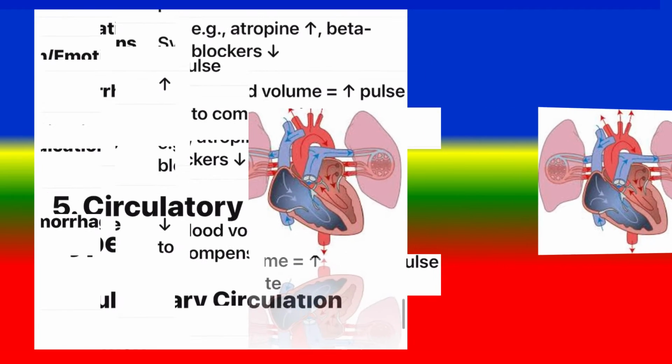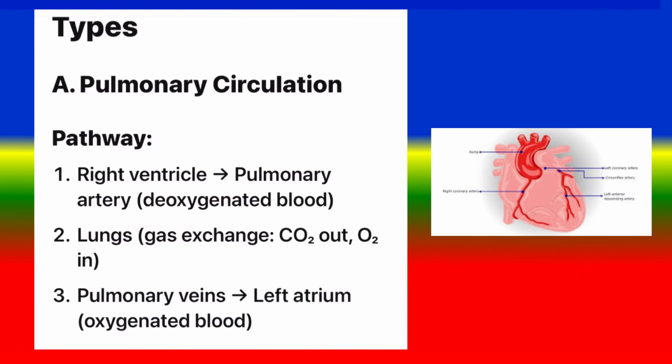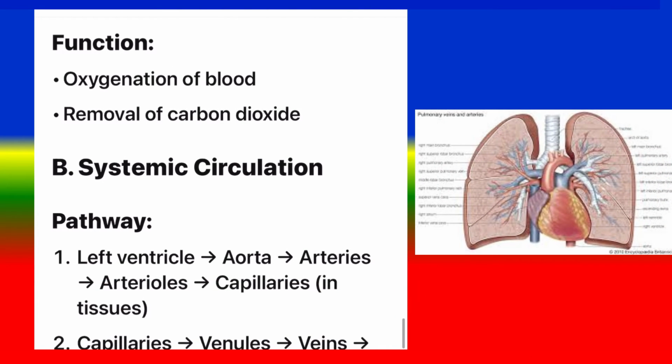5. Circulatory system. A. Pulmonary circulation. Pathway: 1. Right ventricle, pulmonary artery, deoxygenated blood. 2. Lungs, gas exchange, CO2 out, O2 in. 3. Pulmonary veins, left atrium, oxygenated blood. Function: oxygenation of blood, removal of carbon dioxide.